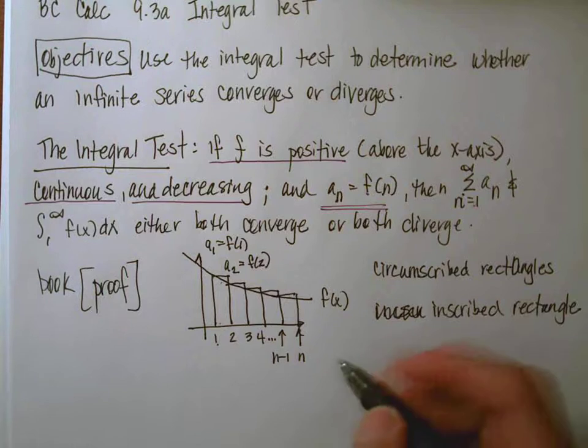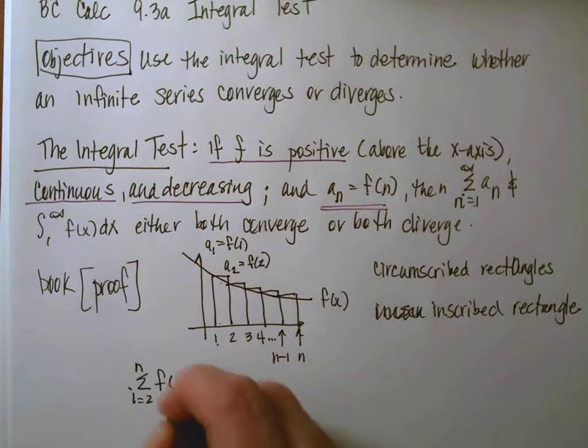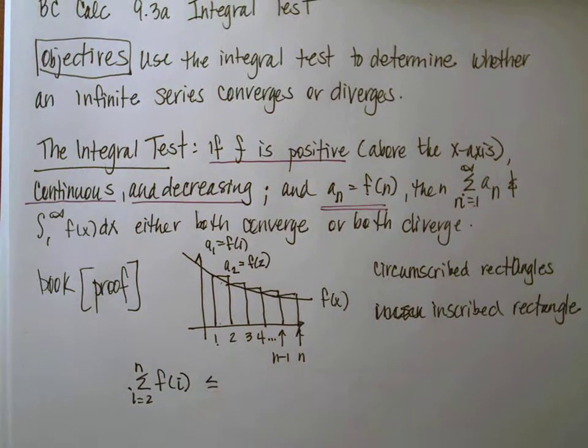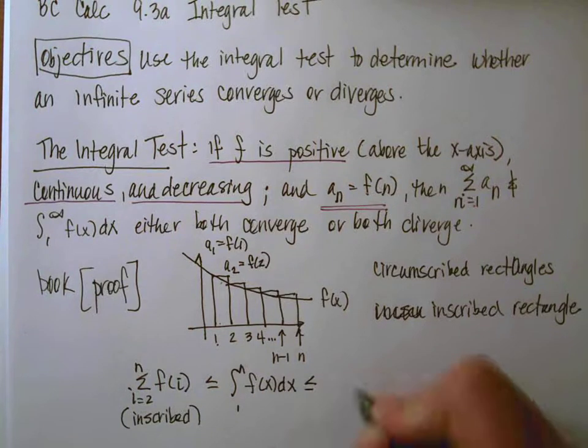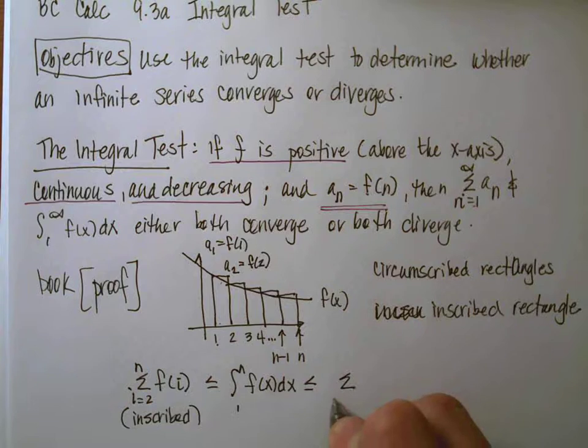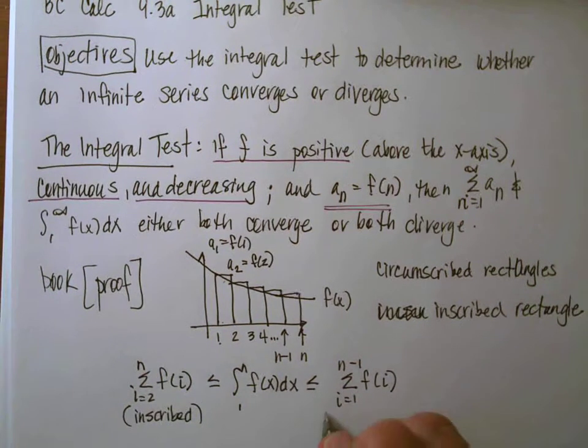And then after we went through a bunch of the proof, we would get that the sum from i equals 2 to n of f of i would be less than or equal to, and this is the inscribed, and I'm not going to show you the whole proof, just a couple of pieces, the integral from 1 to n of f of x dx, and that's going to be less than or equal to the sum from i equals 1 to n minus 1 of f of i. And this is the circumscribed.